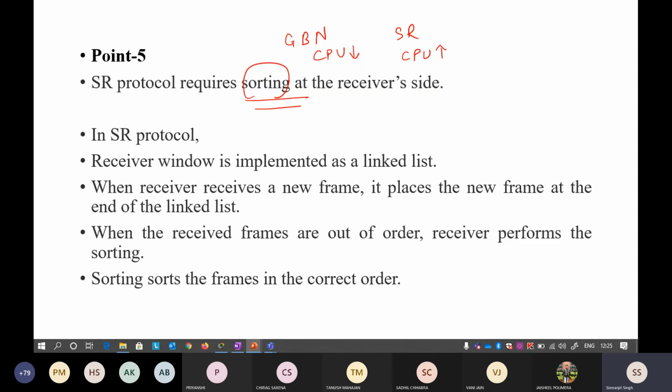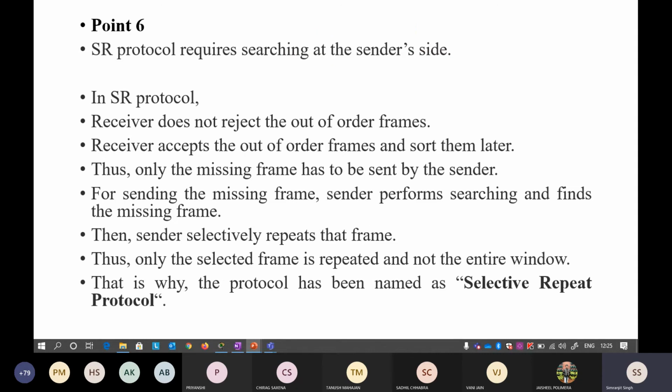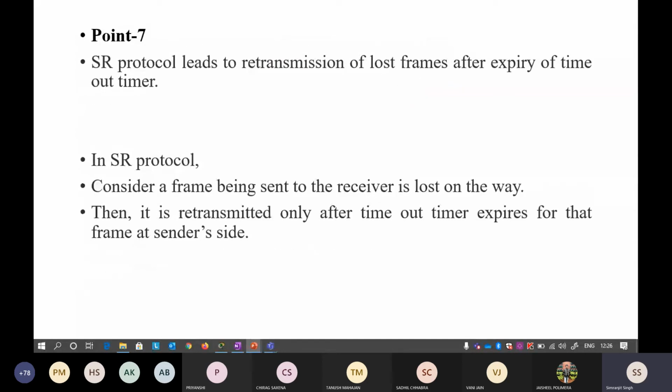Okay, so now coming back to the sixth point, that is SR protocol requires searching at the sender side. Searching again increases the CPU usage. So that is why when you use an SR protocol, the CPU utilization is very high. When you require low processing, you always use other protocols for efficiency. Another, seventh point, again you can read it there.